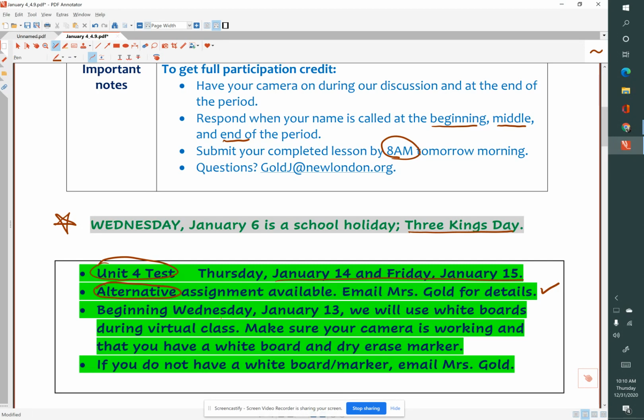Now, beginning Wednesday, January 13th, we're going to use our whiteboards. Everyone will be virtual for about 7 Wednesdays. And since everyone is going to be virtual, we're going to use whiteboards. So make sure your camera is working because I'll need to see your whiteboard. Make sure you have a whiteboard and a dry erase marker. I've given those out. If for some reason you don't have those, please email me, okay?